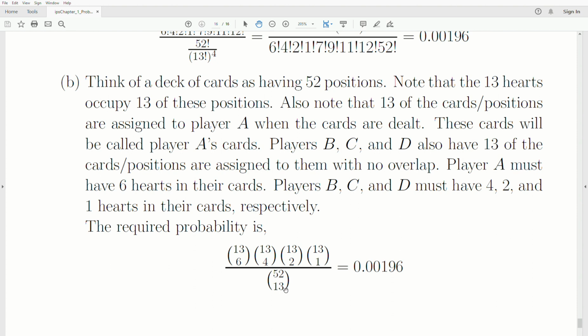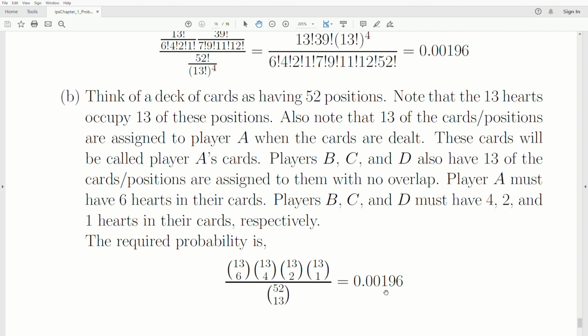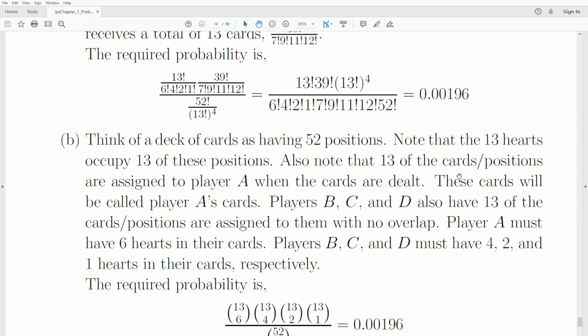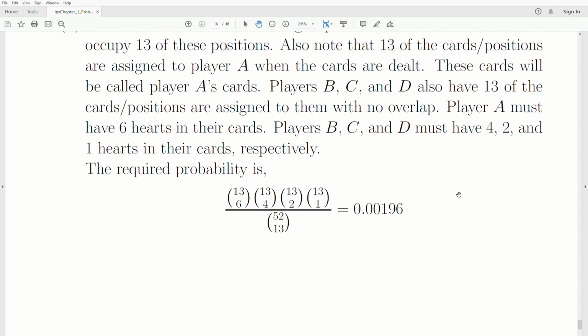Now the denominator, the total number of ways to mix up the deck is, remember, we have 52 cards and 13 spots will be filled with the hearts. So how many ways can we put those 13 cards in a deck of 52? So it's 52 choose 13. And if we calculate that probability, it's 0.00196, which is the same as what we achieved in the first solution. Okay, so those are just two different ways to think about the same problem.